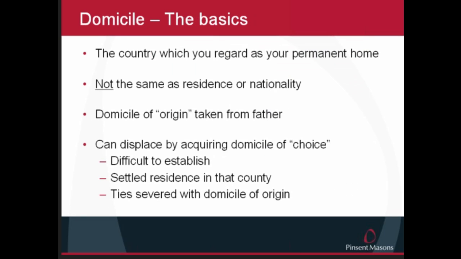So let me just look at domicile. This is a common law concept in the UK. It's essentially the country which you regard as your permanent home. It's not the same as residence or nationality. You can be UK resident and UK national and UK domiciled, but the three things are distinct concepts. You take your domicile of origin from your father, assuming your parents were married. If your parents weren't married, then it's from your mother. And you always have a domicile of origin. So it's where was your father's domicile at the point of your birth.